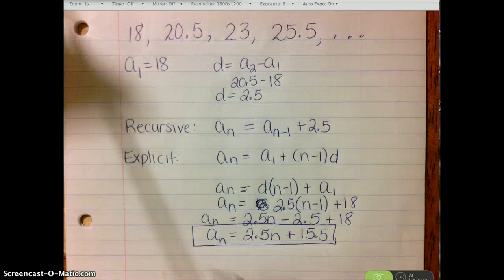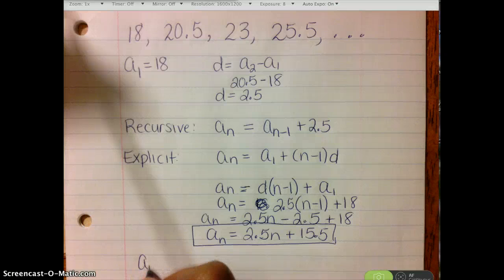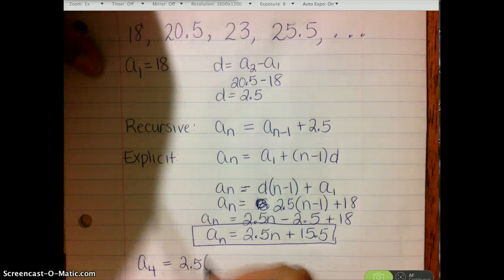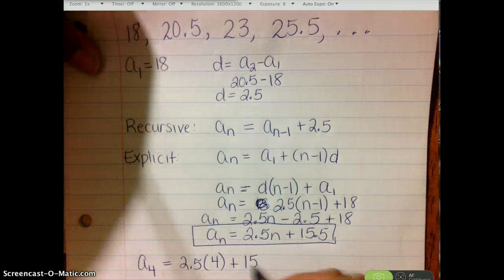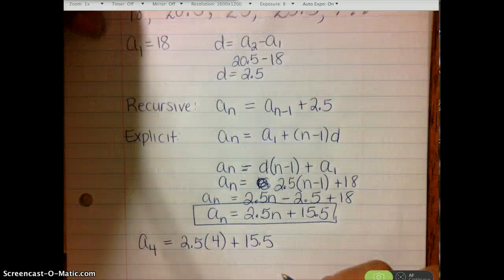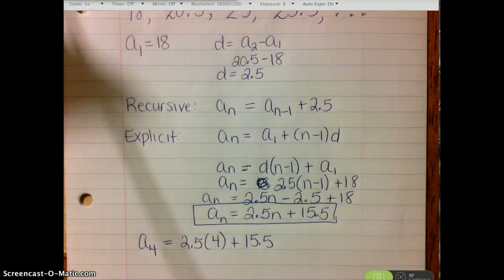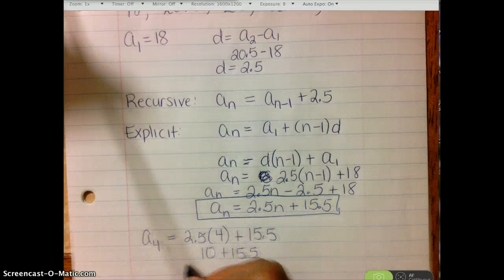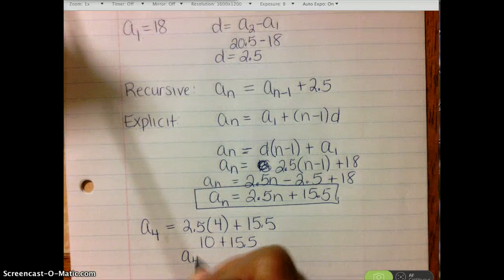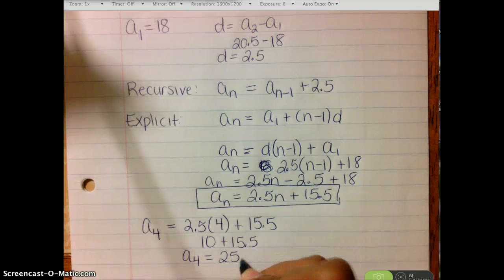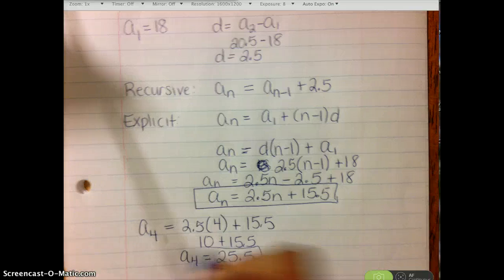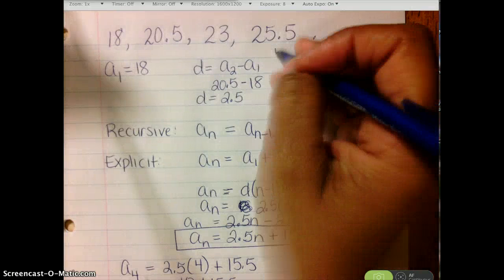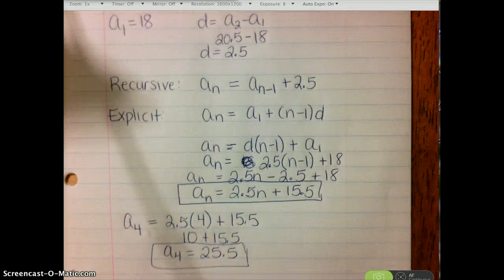We can check it by finding the fourth term. a sub 4 equals 2.5 times 4 plus 15.5. When you work that out, this is 10 plus 15.5, and we get a sub 4 equals 25.5. And you go back to your original sequence, and the fourth term was 25.5. So what we have here is correct.